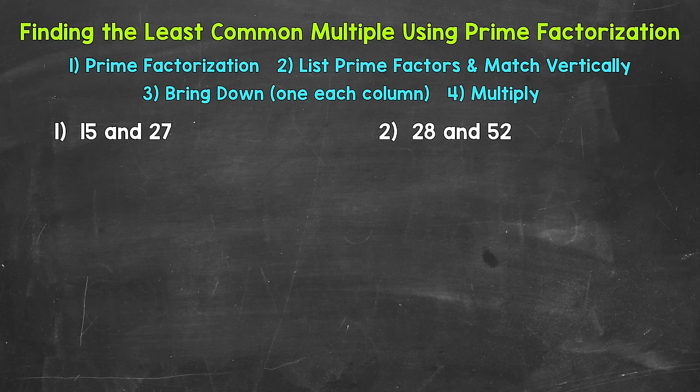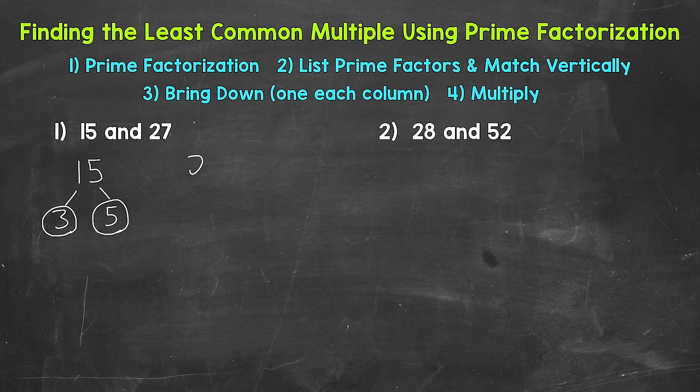Let's start with the prime factorization of 15, and we will start with the factors of 3 and 5. Now 3 is prime, so we are done there. And 5 is prime, so we are done there as well. And that's the prime factorization of 15. We can't break that down any further.